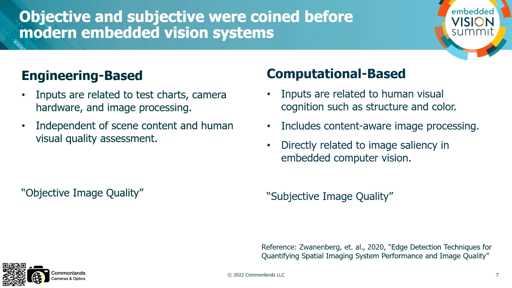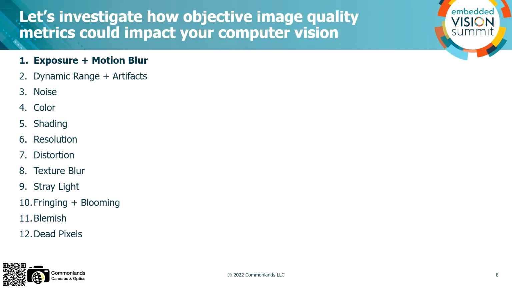You can't measure content-based image quality very easily because it changes in the real world. So we're going to look at engineering and computational-based image quality metrics for a number of different items. We'll go quickly through exposure, dynamic range, noise, color, shading, resolution, distortion, texture blur, stray light, fringing, blemishes, and dead pixels. Because we're in an auditorium with a projector, sometimes it's difficult to see these image quality artifacts.